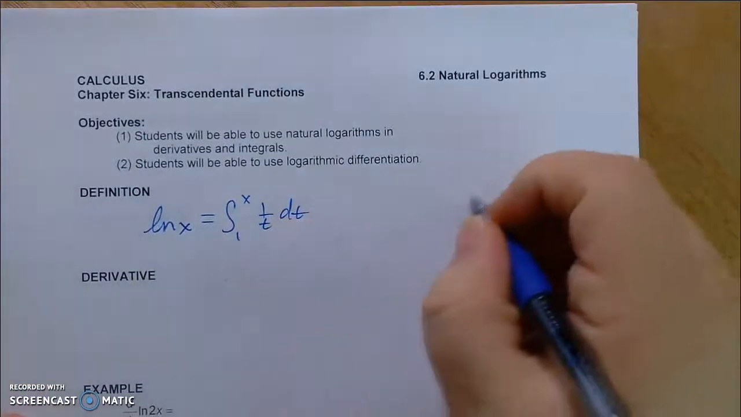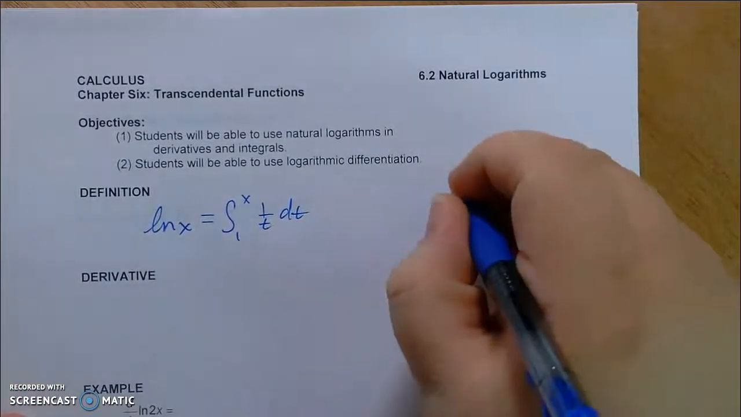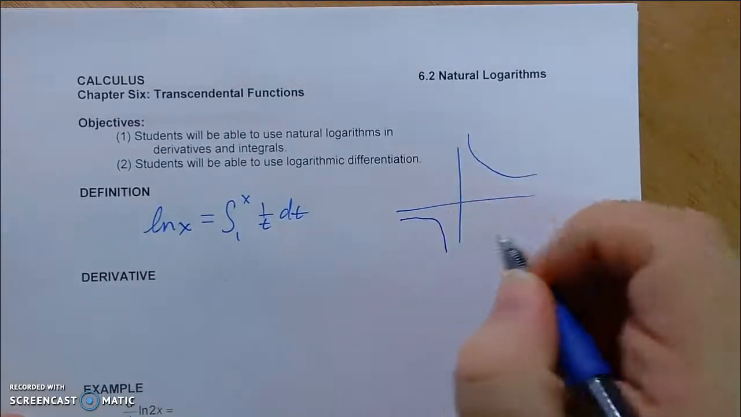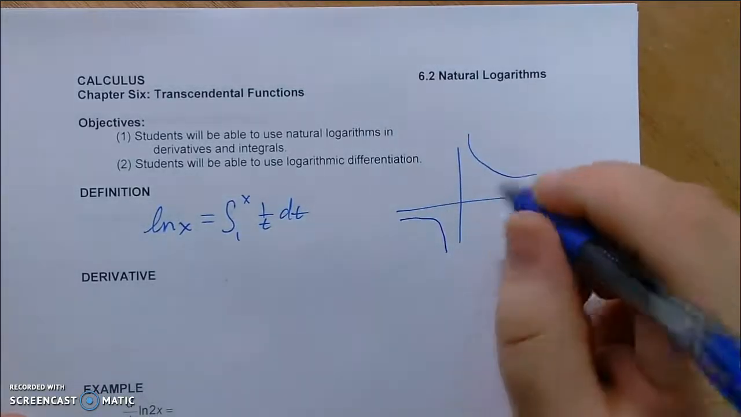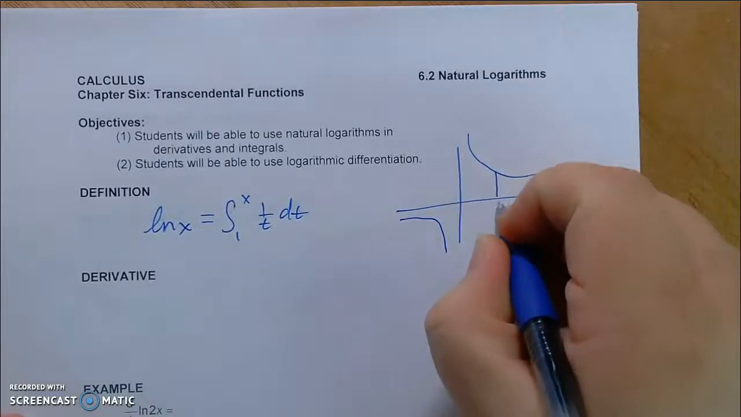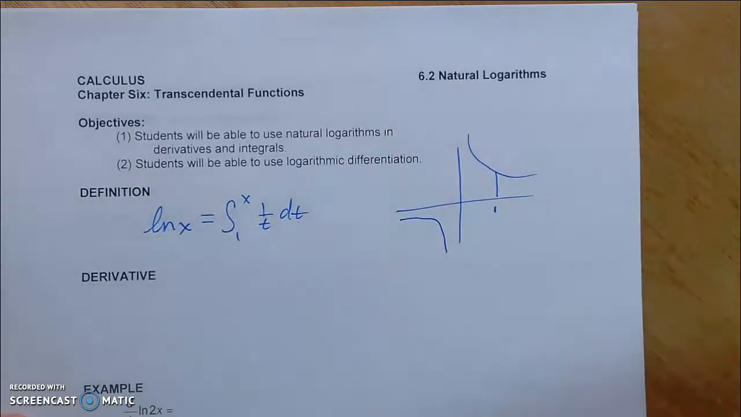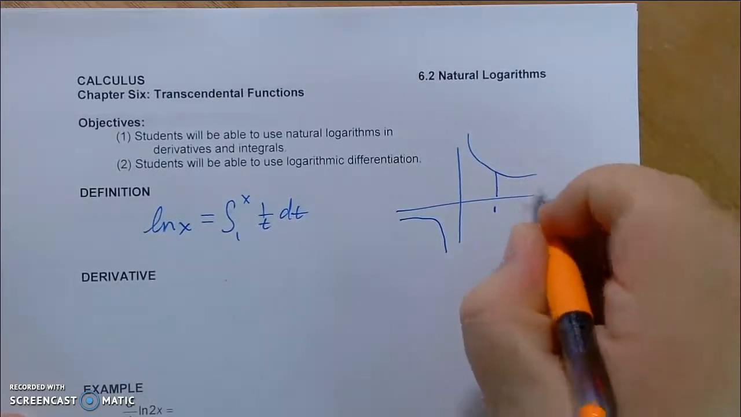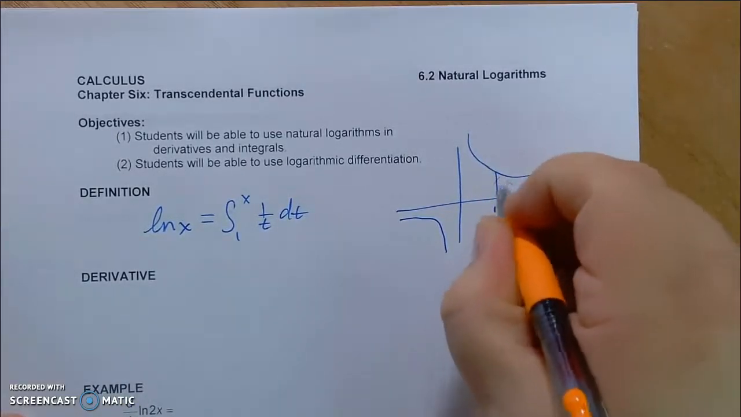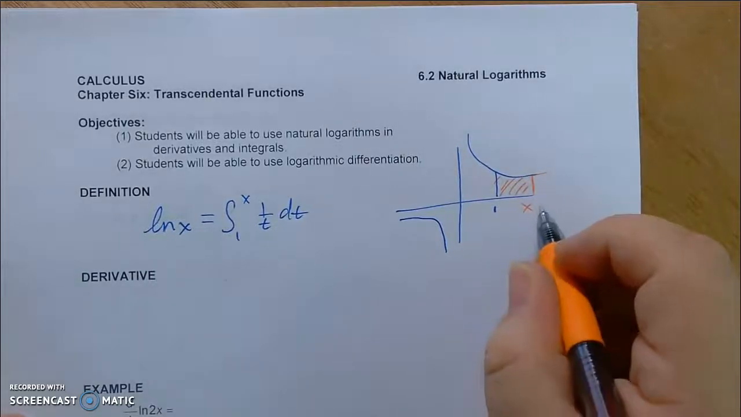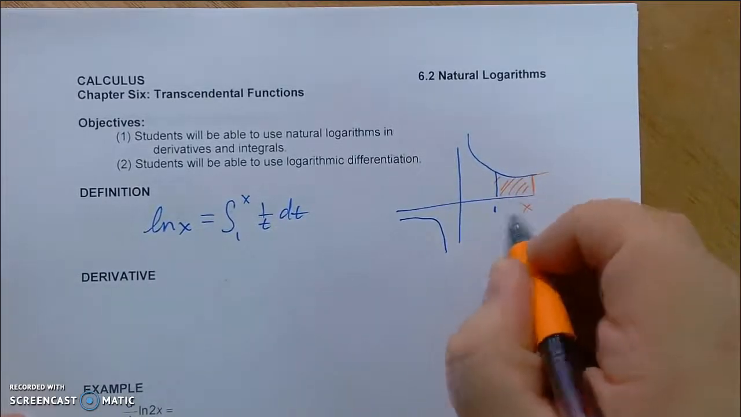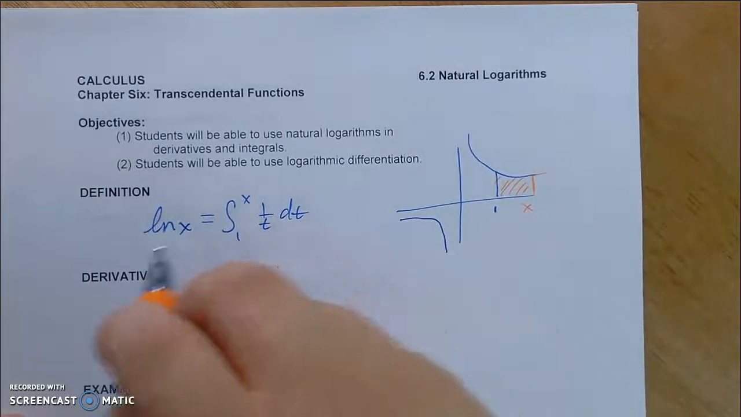Now, if we look at that, the 1 over t looks like this. And we're going to start at 1 here. Now, as we go to x, remember that's going to be the area under the curve. So x may be off in this direction. So we might be talking about an area over here. So that, of course, would be positive. So anything over 1 is a positive logarithm.